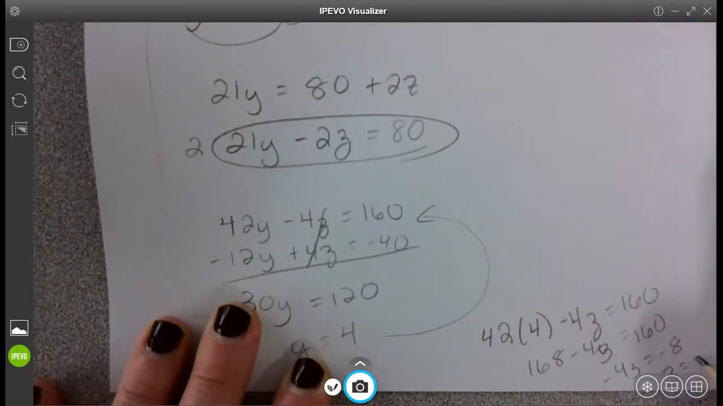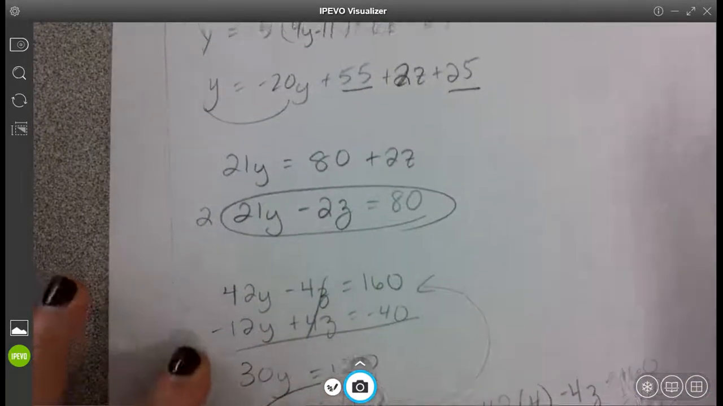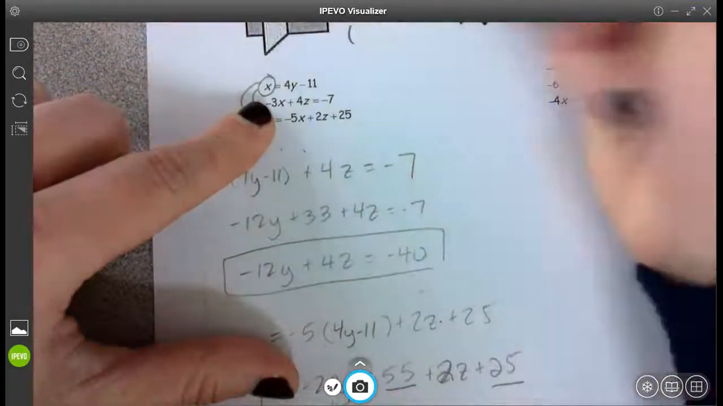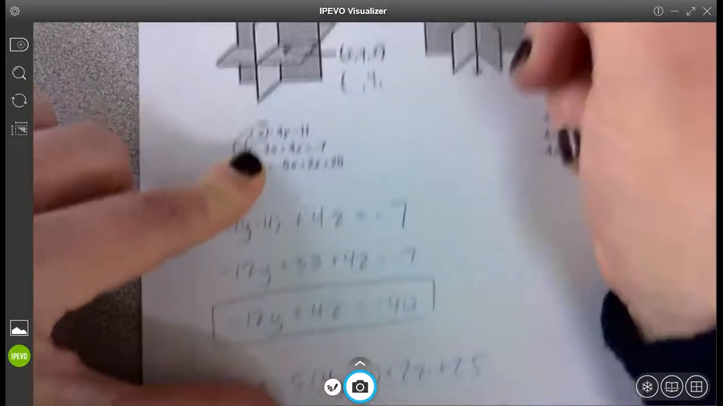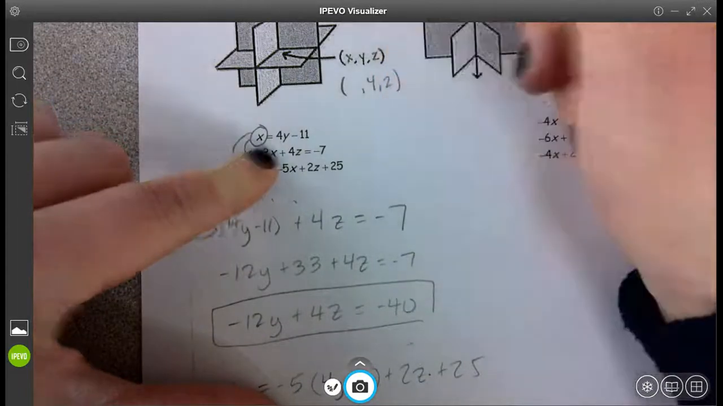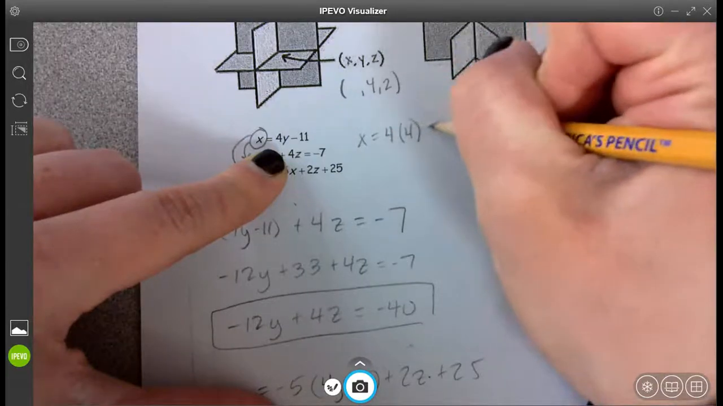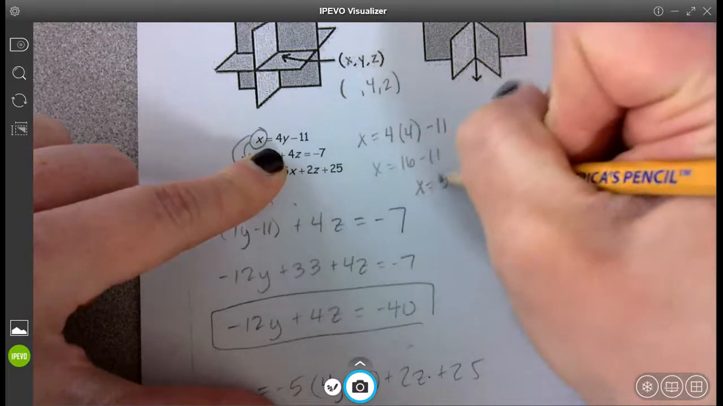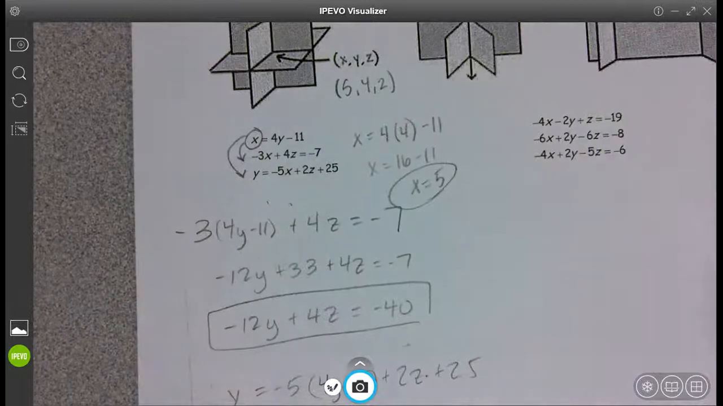Z equals 2. If z equals 2 and y equals 4, it doesn't matter which equation you use, you can plug it in to find x. So let's go back up to the top where x is. We know y is 4 and z is 2, so we want to know what x is. X equals 4 times 4 minus 11. X equals 16 minus 11. X equals 5. So that's how you're going to solve if you use substitution.